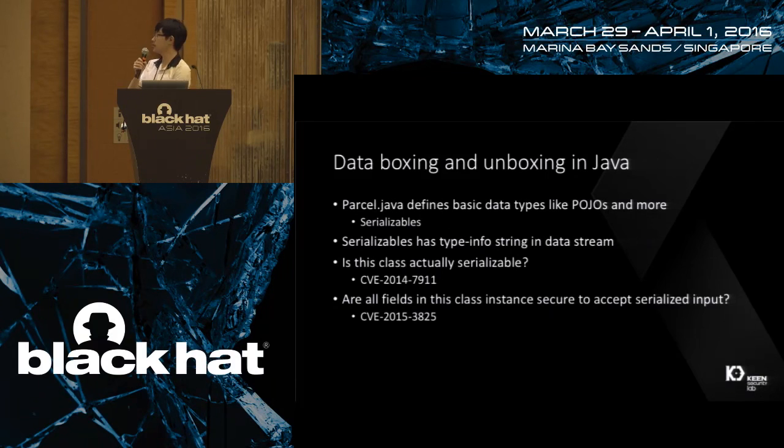And data boxing and unboxing in the Java world in Android is a bit different. Parcel.java also defines basic data types, but it has one more, the serializables. The serializables have type info strings in their data stream. And so there are also some historical vulnerabilities here, if the class is actually serializable, if it actually extends from Serializable, and this is CVE-2014-7911. And also last year, there was a vulnerability relating to data boxing and unboxing in the Android Java world.